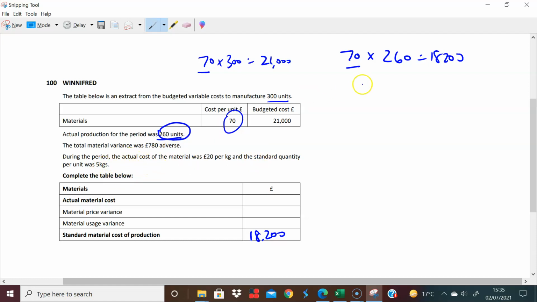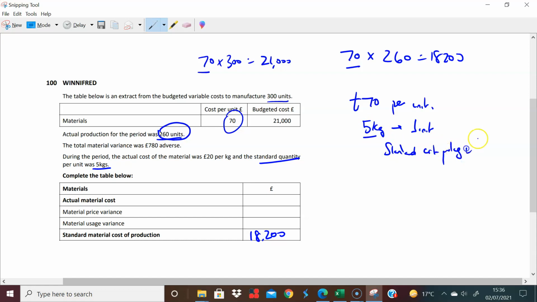So I'm getting a picture of what this information is beginning to look like. What else jumps out for me here is that if I'm spending £70 per unit, and it says here the standard quantity is 5 kilograms to make 1 unit, I can tell you, therefore, that the cost per kilogram is 70 divided by 5. It must be, because you're telling me to spend £70 per unit, using 5 kilograms on each unit. And remember, this is all about materials. So the standard cost per kilogram, because this is all about inputs, is equal to £14.